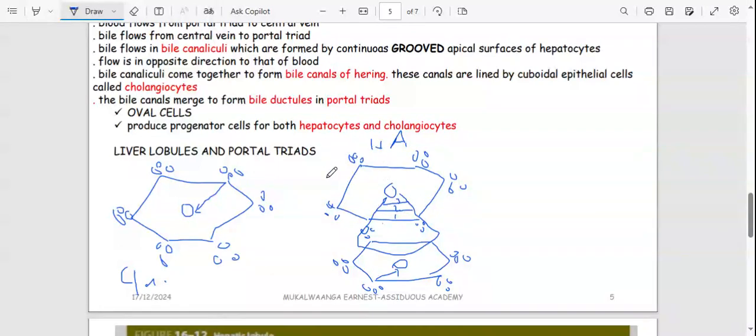So that is how a hepatic acinus works. It is just concerned with the distribution of oxygen and nutrients to the liver cells. That is the hepatic acinus.